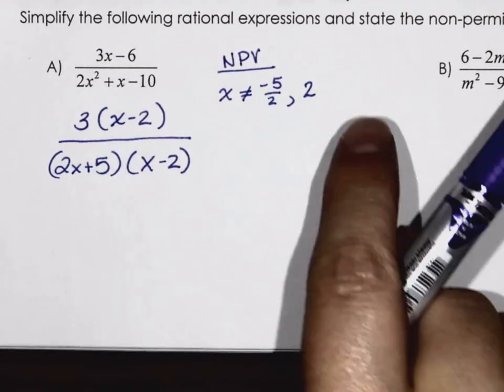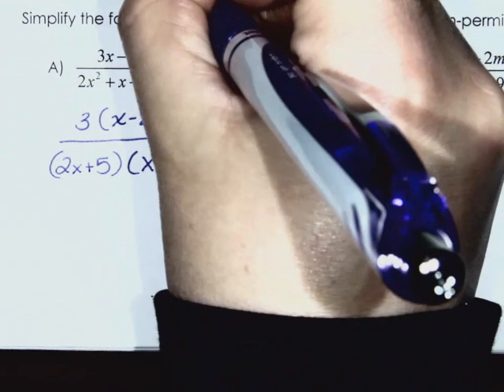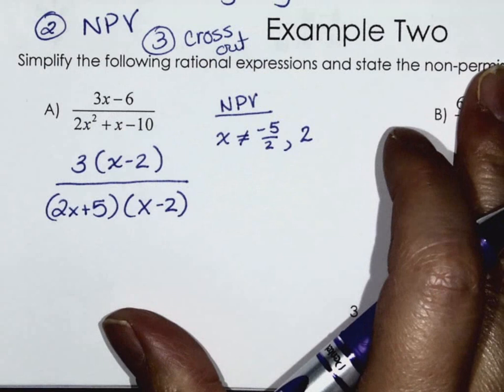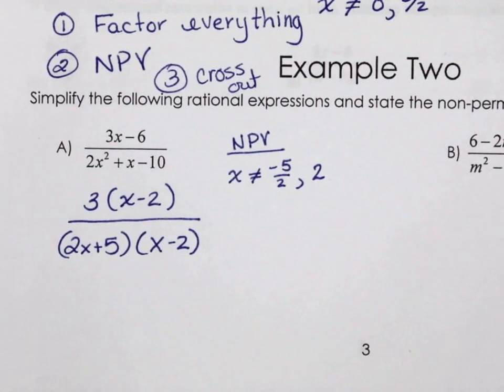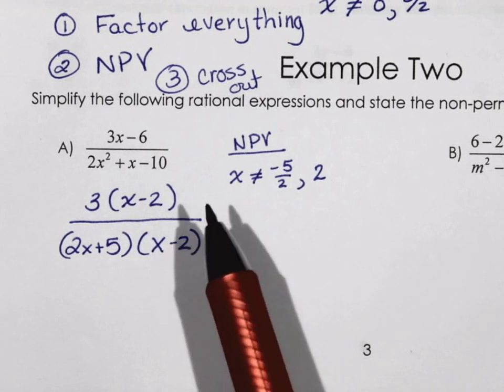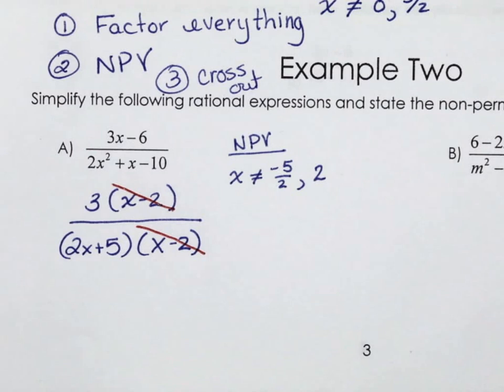So we've done our non-permissible values. And then the next step, I put as cross out. So step 3 is cross out, but it's top and bottom. It has to be the same factor from top and bottom, and they have to be exactly the same. So what is exactly the same here? X minus 2, x minus 2. There's the same thing on top and bottom. So what's x minus 2 divided by x minus 2? 1. Anything divided by itself is 1.